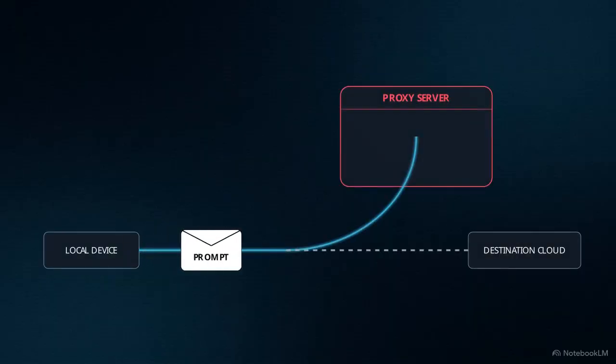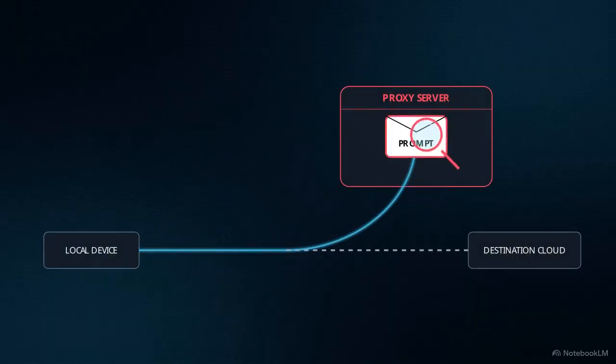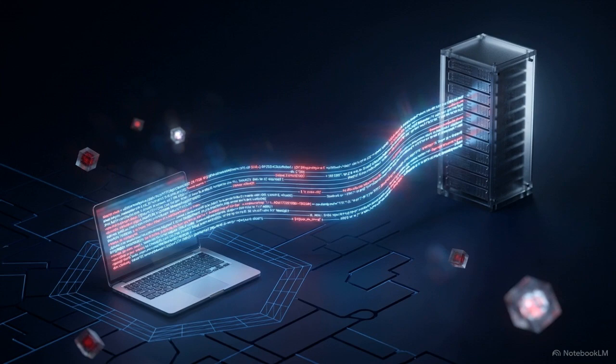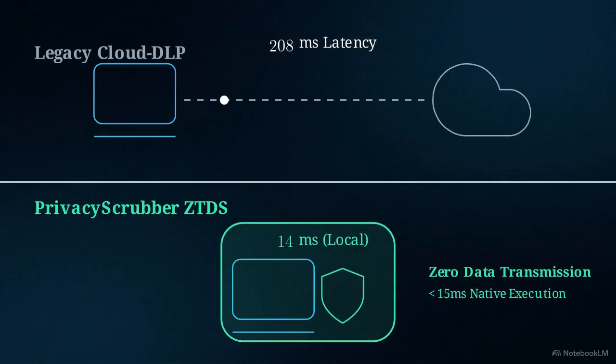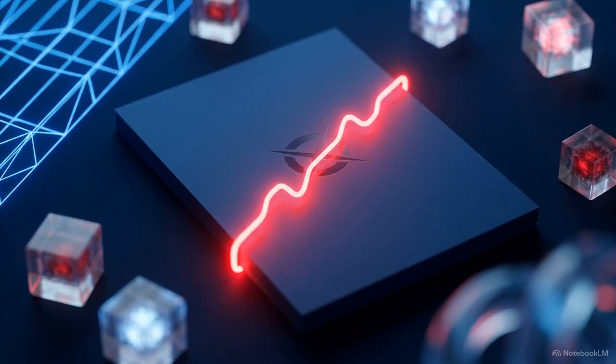The standard industry response to this problem is Cloud Data Loss Prevention, or Cloud DLP. It attempts to secure the data by routing the prompt through a proxy server for inspection. But to inspect that data, the unredacted information still has to leave the user's laptop and travel across the internet to a third-party vendor's server. Strict privacy frameworks like HIPAA and GDPR penalize the unnecessary transmission of data. Sending raw user information to another cloud just to check it creates a new attack surface and adds significant processing latency.